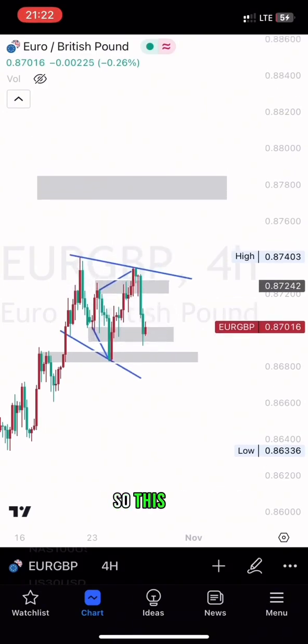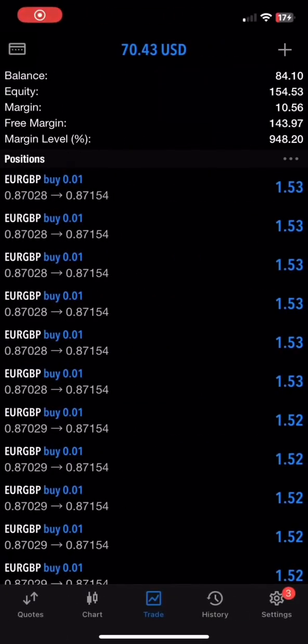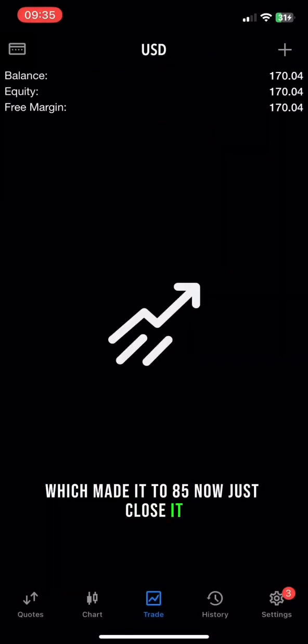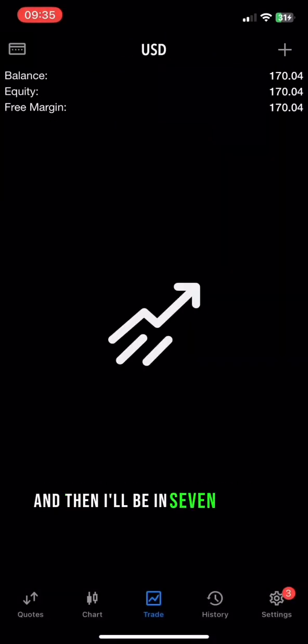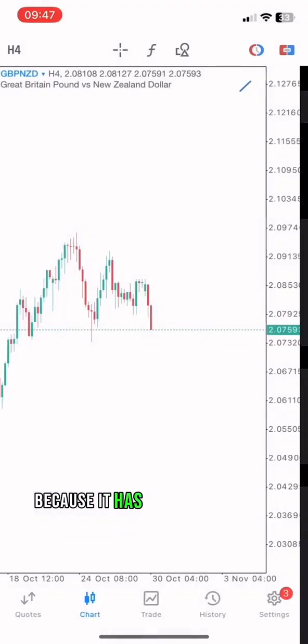So this is a long trend which is bullish progression. So this was after a lot of time. Each position has managed to hold up a profit of $53, which made it to 85. Now I'll just close it, and then I'll be in $170 because it has managed to go up.